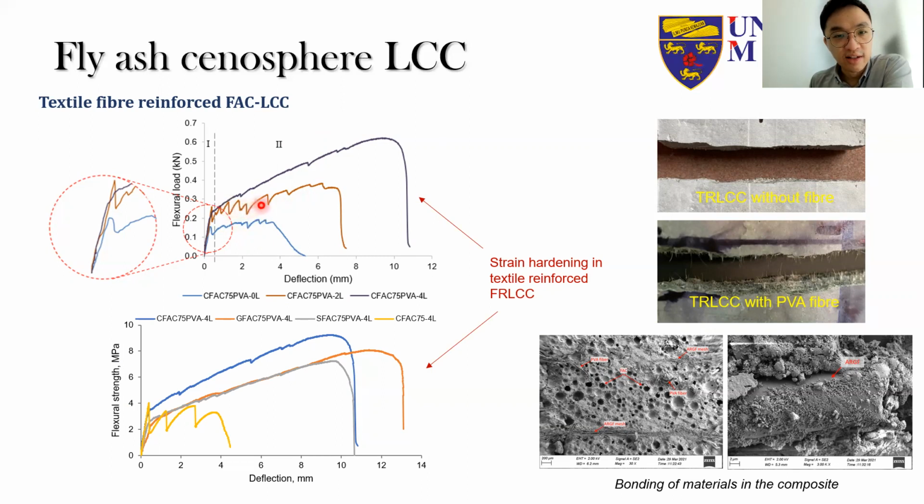But when we include 2 layers of mesh and 4 layers of mesh, we can see that there is much more strain hardening. The specimen can actually undergo much more deflection at a given load. So this shows the positive effects of also adding an additional fiber mesh layer.